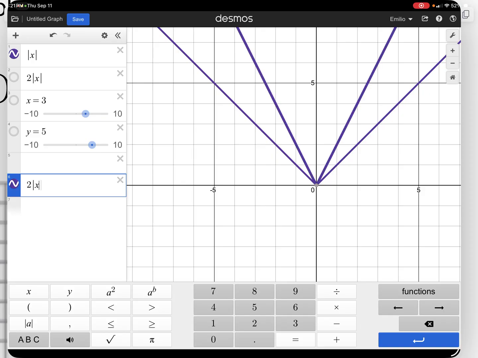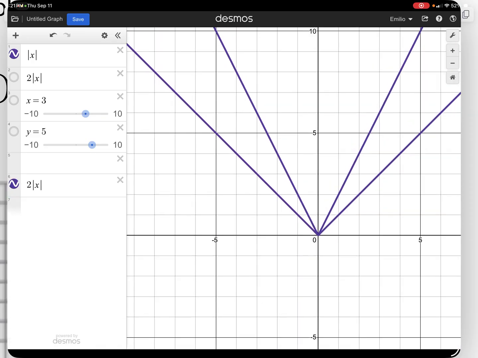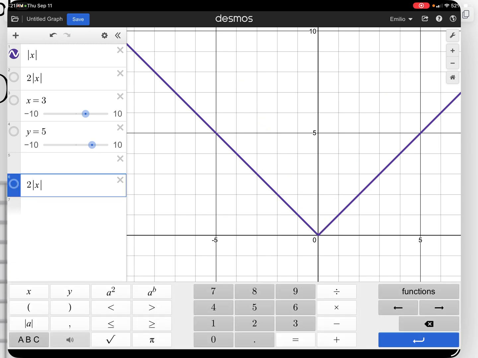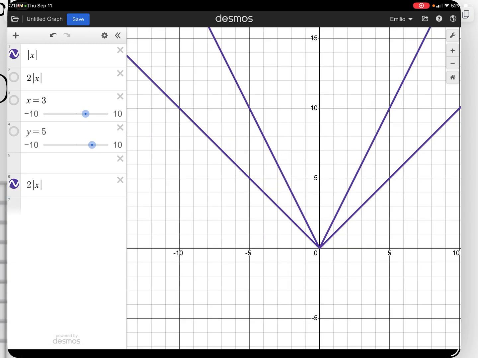Okay, there we go. So notice that the graph, I'm going to turn it off. With the 2 in front, look what it does. It makes it thinner. Any number outside in the front like that that's being multiplied causes it to stretch vertically.